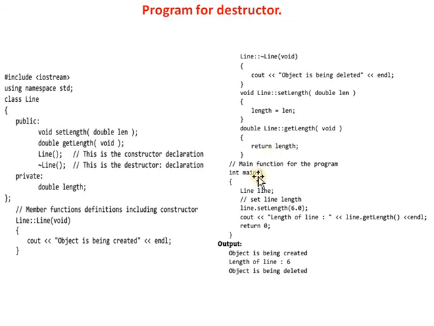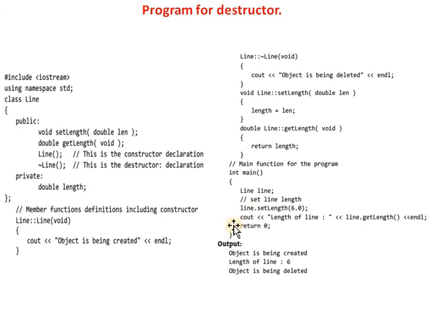See the main function. In the main function, an object of a class is created. Whenever an object of a class is created, the compiler automatically calls the constructor. So first, the constructor execution takes place. Next is the line dot setLength, and here we want to assign a double value, because the setLength function has a parameter, double length, so it takes any double value. For example, here I will give 6.0.